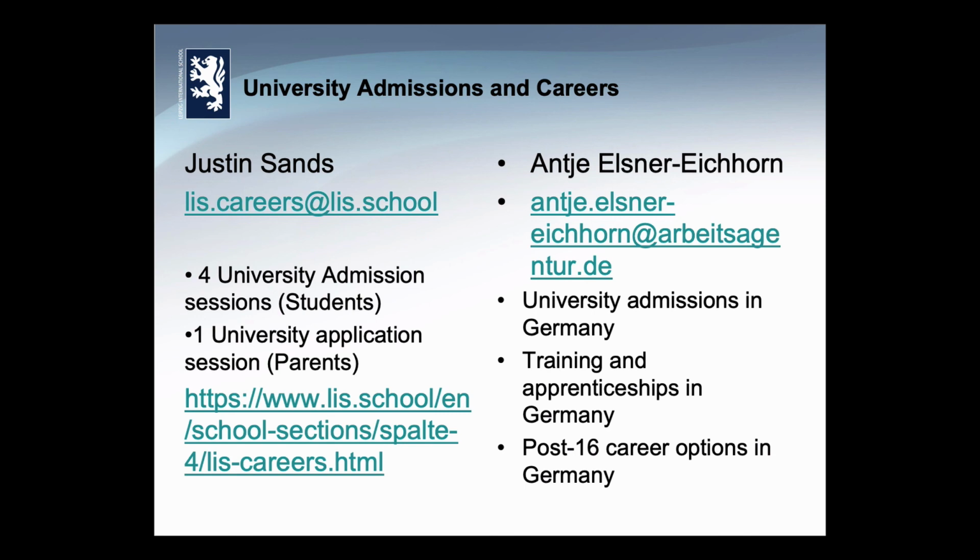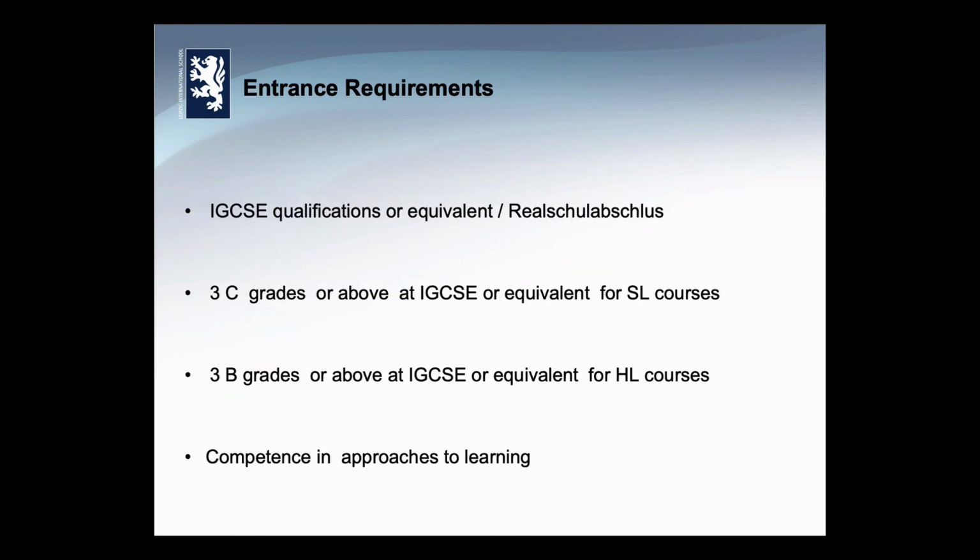Okay, so just a word about what we would like to have from students coming onto the programme. We'd recommend that students have the German Realschulabschluss or the equivalent of that, and that would be 5 IGCSE qualifications or the equivalent of. We'd recommend that if you'd like to study a standard level course, you have at least a C. And if you're going to study a higher level course, a B or above would be definitely beneficial.